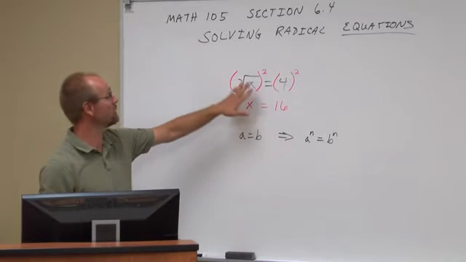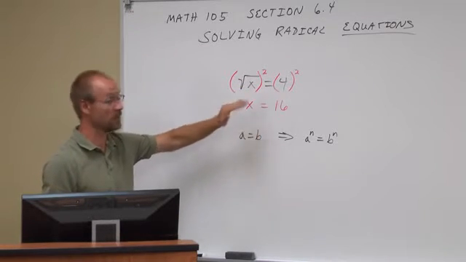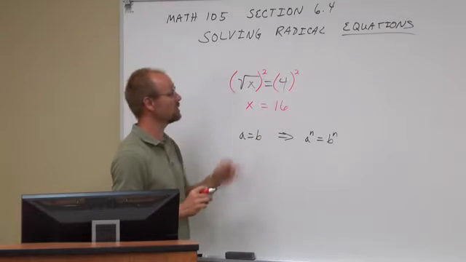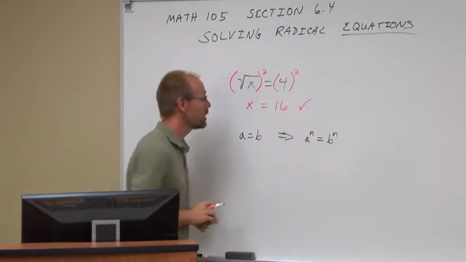So we can check that. Is the square root of 16 equal to 4? Yes, it is. The square root of 16 is 4. So this is our solution because we checked our answer.